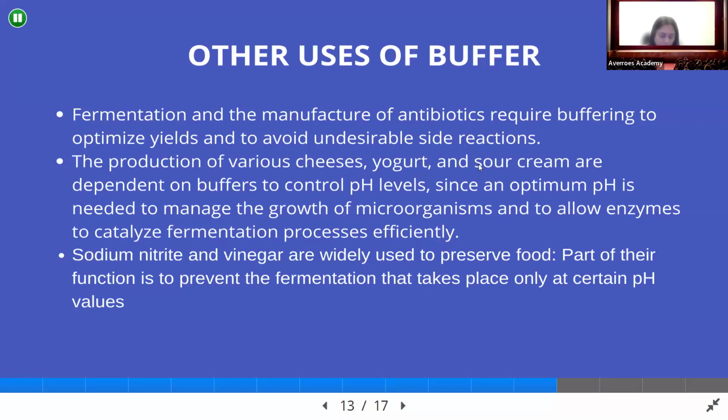Sodium nitrate and vinegar are widely used to preserve food, and part of their function is to prevent the fermentation that takes place only at certain pH levels.